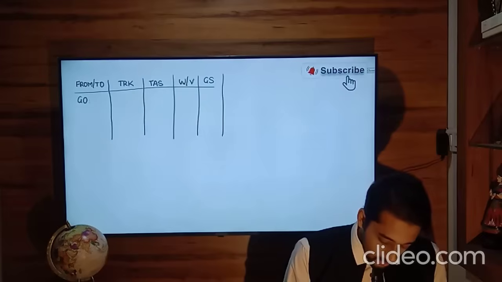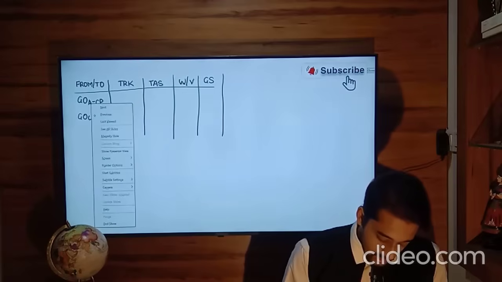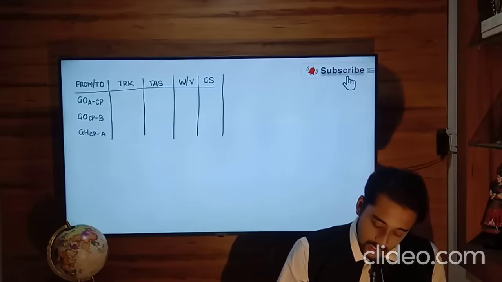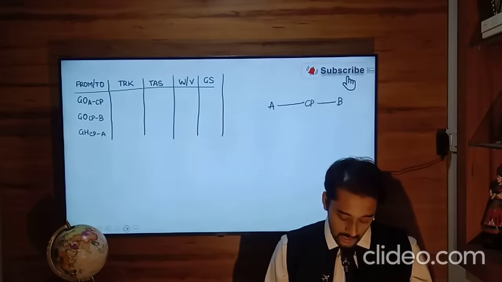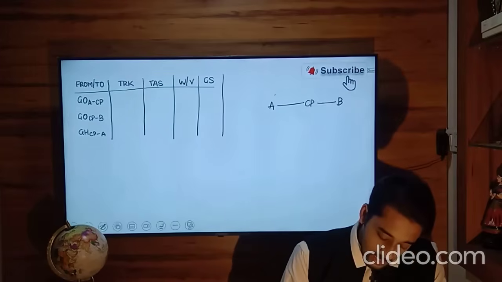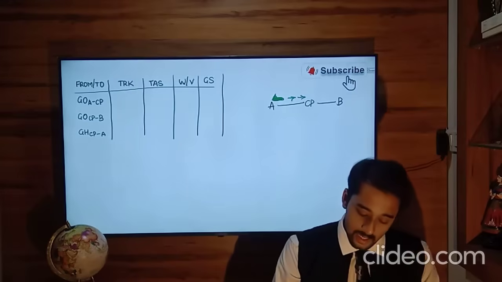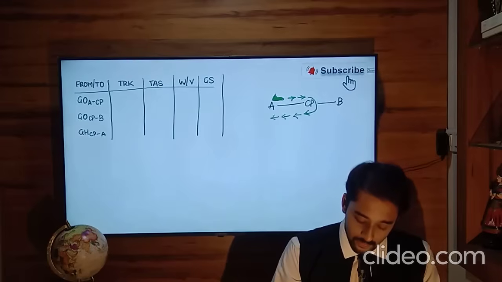So ground speed outbound from A to CP, ground speed outbound from CP to B, and ground speed homebound from CP to A. So there is A, there is CP, there is B. Your plane is going to go from A to CP. At critical point where there is an engine failure, the pilot makes a decision to make a U-turn and come back towards point A.